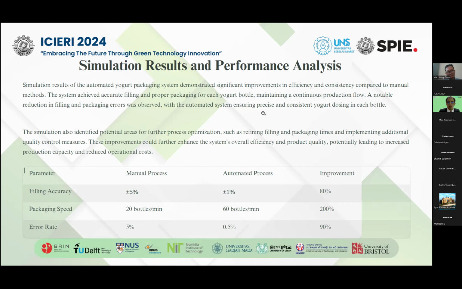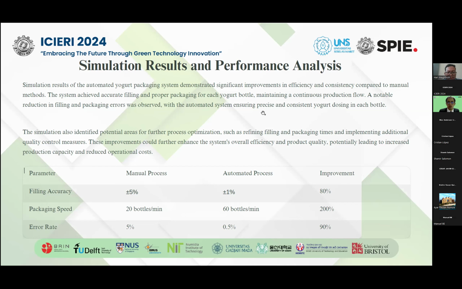Error rate: the automated system reduced the error rate to 0.5%, marking a 90% improvement from the manual error rate of 5%. These improvements led to accurate filling and proper packaging for each bottle, ensuring a continuous production flow.